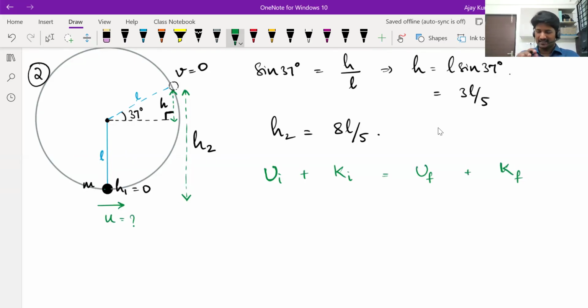Okay. Initial level, initial height of the bob, we have considered it to be 0. This height is taken 0, this initial position height. So tell me how much is its initial potential energy? Capital U is potential energy, small u is speed. So if height is 0, how much is the potential energy?